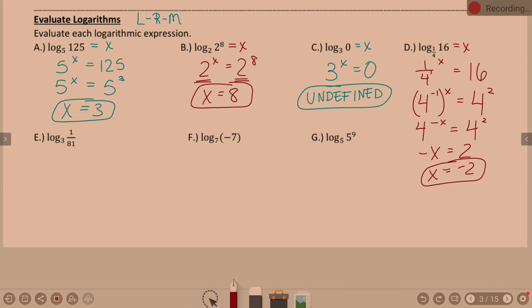Set this log equal to x, and I'm going to rewrite it. Rewrite it as what? 3 to the x equals 1 over 81. Okay. 3 to the power of x equals 1 over 81. Well, I see a 3. I see an 81. Some of you know it. Some of you are going to have to take your calculator and try it. Can I get 3 and 81 to have the same base?